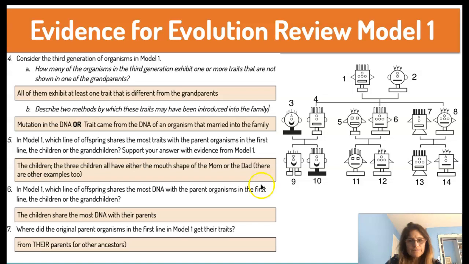The three children all have either the mouth shape of the mom or the dad, or there are some other examples you could find. Which line of offspring shares the most DNA with the parent organisms in the first line? The children or the grandchildren? The answer is the children share the most DNA with their parents. Where did the original parent organisms in the first line in Model 1 get their traits? From their parents or grandparents or other ancestors.